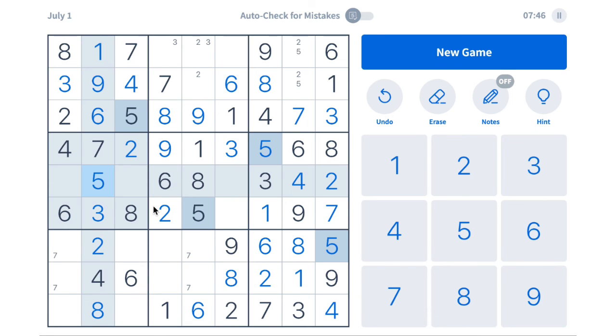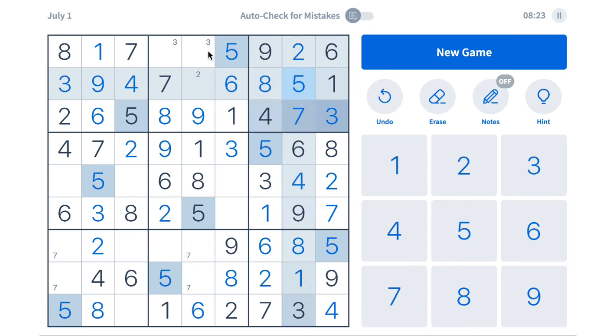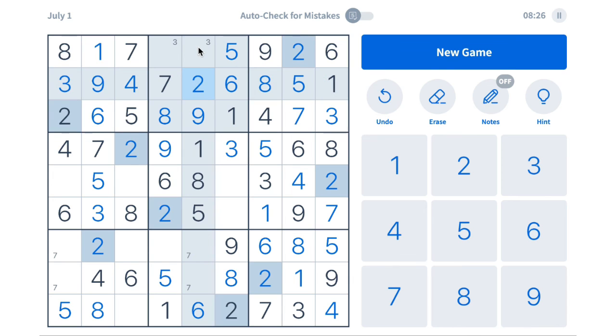And I think we can solve it. Now let's try and speed it up. We need a 9 here. Oh no, it's a multiple choice. C5. So it must be placed here, must be placed here. Which makes this 5, which makes this 8, 2, and this a 5, which makes this a 2.